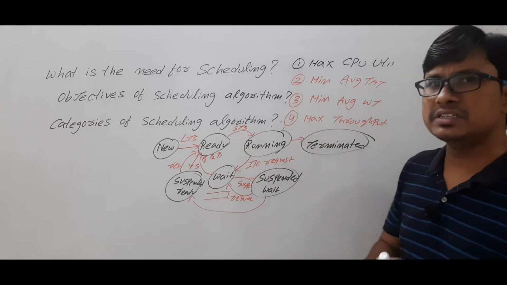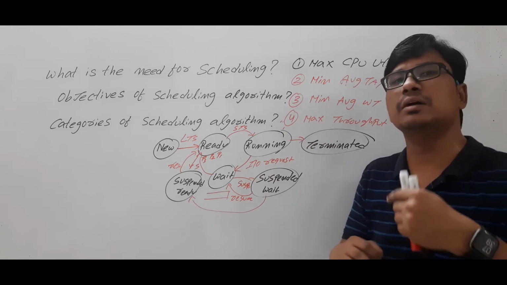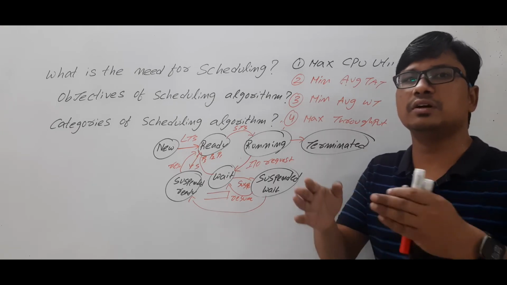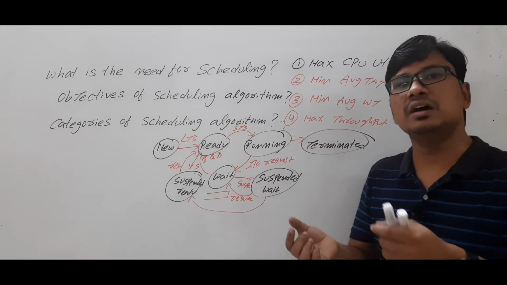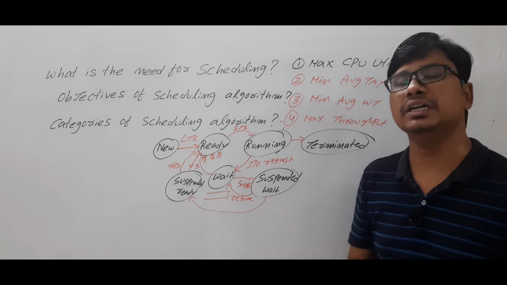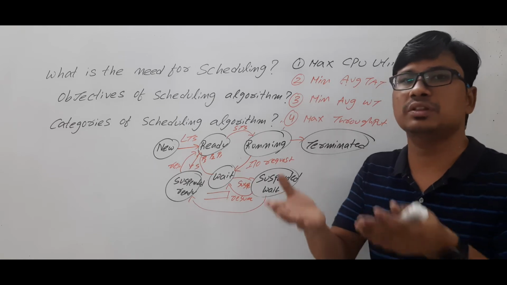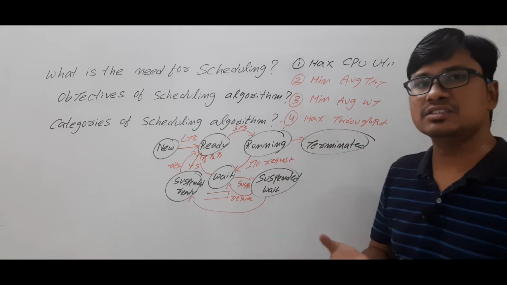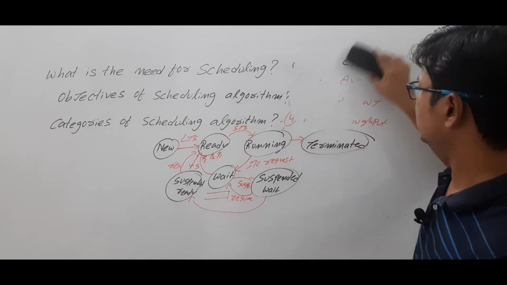Similarly, you have to minimize the average turnaround time. What is turnaround time? Turnaround time is completion time minus arrival time. You have to minimize the average turnaround time of all the processes. Similarly, you have to minimize the average waiting time. What is waiting time? It is turnaround time minus burst time. So you have to reduce the waiting time of all the processes as much as possible. And you have to increase the throughput. So these are the objectives of any scheduling algorithm.